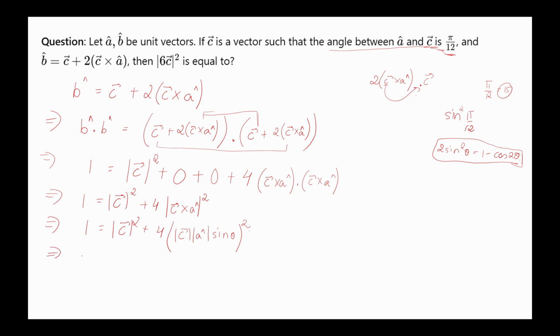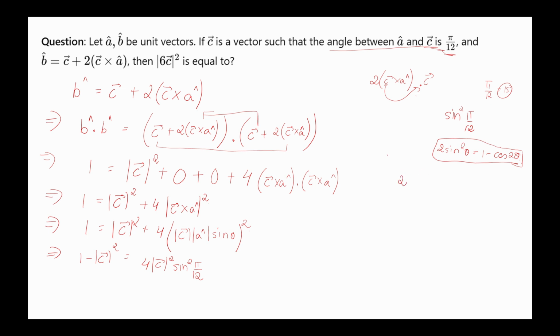So let us use the formula. What do we get? 1 minus c vector whole square would be equal to 4 times c vector modulus, a cap modulus would become 1 because of course a cap is a unit vector, and this would become square, sorry, and we would have here sine square pi by 12. Now let us find out the value of sine square pi by 12.